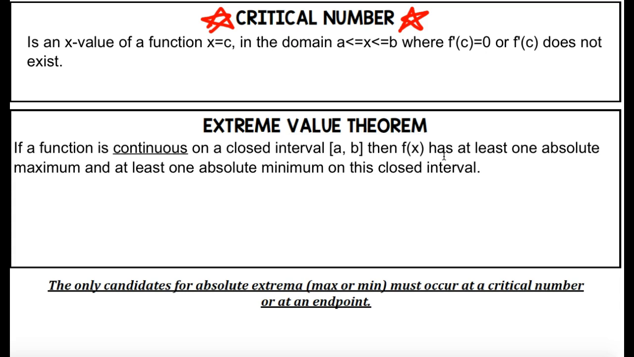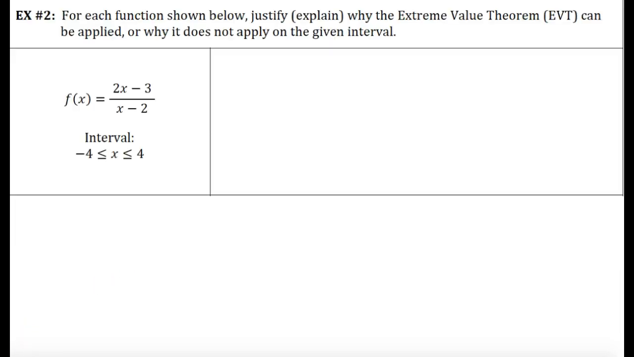Right? So let's take a look at a few functions real quick and just see if the extreme value theorem would apply. Okay, we're not going to solve anything. We're just going to see if these two conditions are met. Right? It's continuous, and we are talking about a closed interval. So, in this first example, my function is 2x minus 3 over x minus 2. Okay, we just want to figure out if the function is both continuous and closed, meaning the endpoints are included. Okay, so on this interval, from -4 to +4.